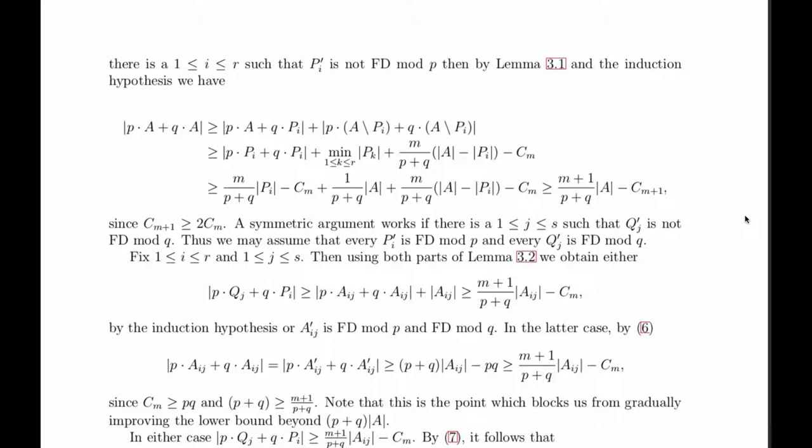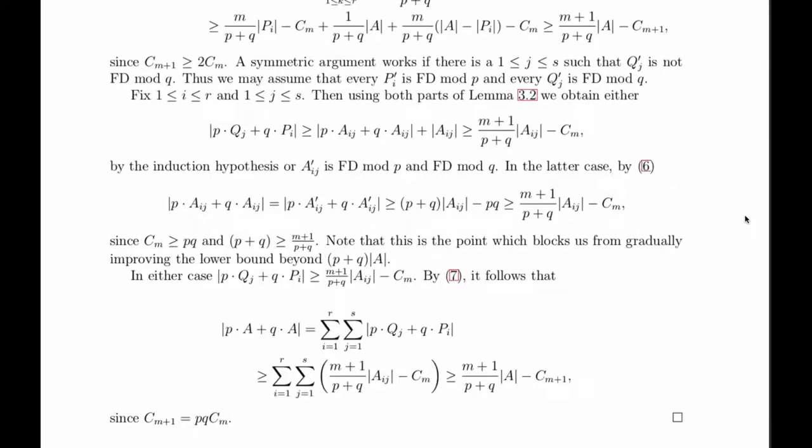If we are not in a position to apply that part of lemma 3.1, it turns out that a lot of these qj's are basically fully distributed mod q, and we can apply the original argument of equation 6 to get a lower bound. Actually, I lied a little bit. It's not the qj's that are fully distributed, but a translate and a dilate of the qj's that are fully distributed modulo q. And that's just a quick overview of the argument.